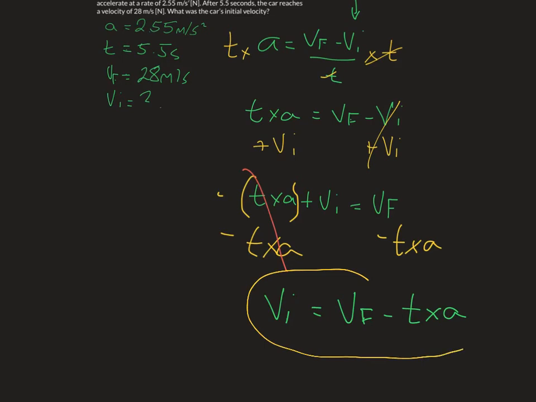I just want to go back and talk about this here. Remember I said that T times A is equal to how much our velocity changed. So this formula actually makes a lot of sense: our initial velocity is equal to whatever our velocity is now minus how much it changed. So I'm going to clear off the slide here, and we're going to use this formula to solve this question.